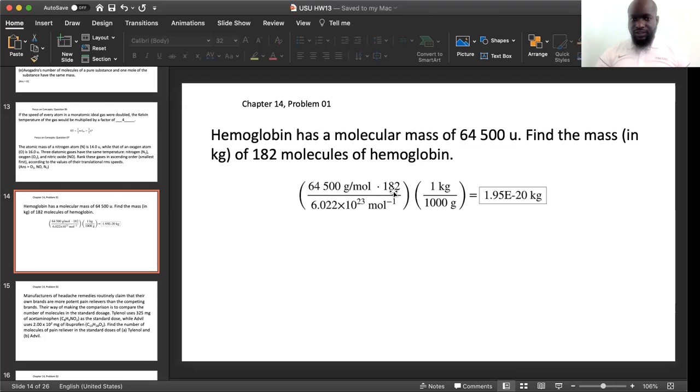So this times 182 molecules divided by 6.02 times 10 to the power 23, as in molecules per mole. So mole cancels mole, molecule cancels molecule. All I have is grams. I convert grams to kilograms by dividing by 1000, and I get the answer I want. So this 9.5 E minus 20 means 9.5 times 10 to the power minus 20 kilograms, okay? I mean 1.95 times 10 to the power minus 20 kilograms, sorry.